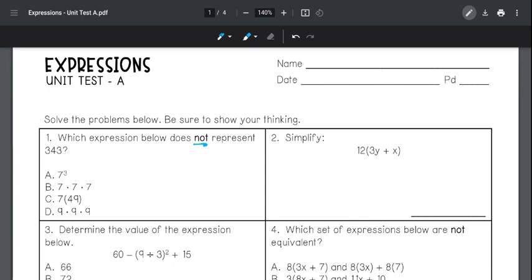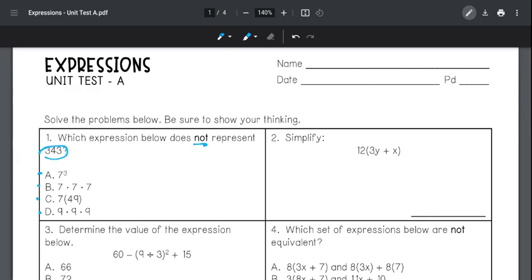This is your expressions unit test review, starting with problem number 1. Which expression below does not represent 343? So if I multiply each of these 4 multiplication problems, which one doesn't give me the final answer of 343?